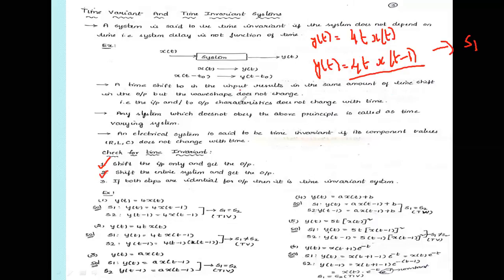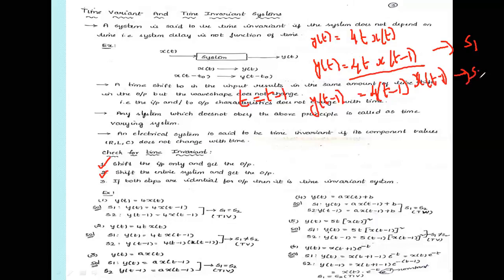Entire system means replace t with t minus 1. Why is it t minus 1? You can shift any number of samples. I take here only one sample. So y of t minus 1 is equal to 4 into t replaced with t minus 1, and x is also t minus 1. So now these two are not equal, my students.